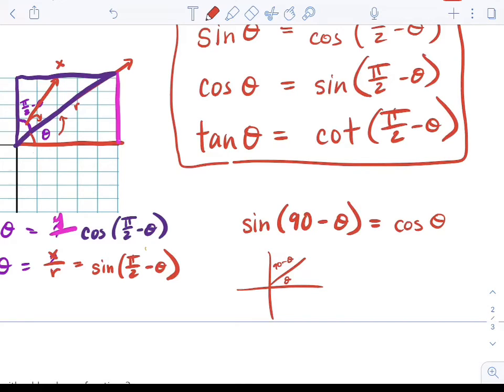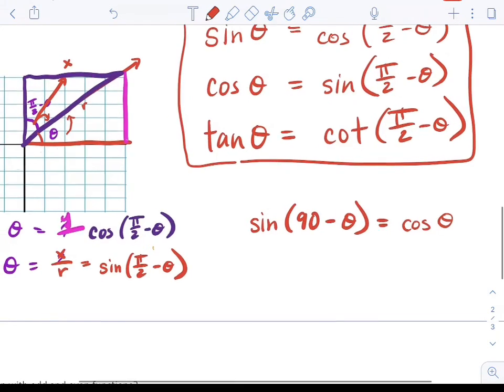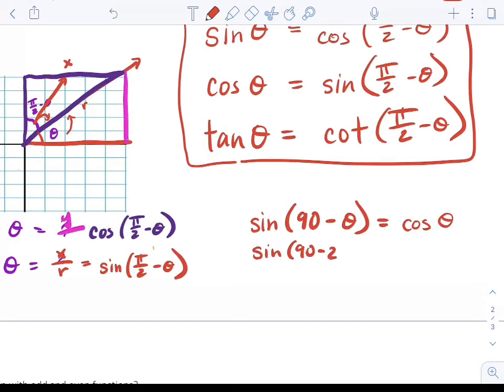And we can test that. Let's actually think of if theta was a number. Let's suppose theta was 22. That would say, well, sine of 90 minus 22 is equal to cos 22. Well, when I subtract those, sine 68 is equal to cos 22. So if I put in my calculator sine 68, I should get the exact same answer as I get for cos 22.